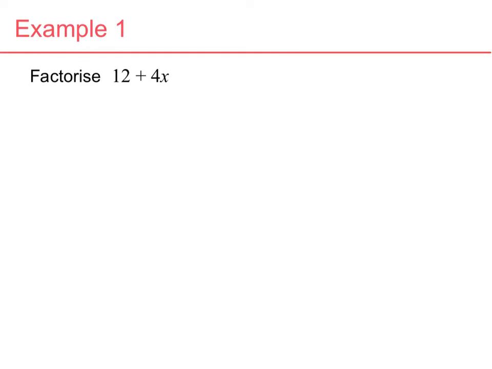So let's have a look at example 1. We need to factorise the expression 12 plus 4x. So we know that this requires us to find the highest common factor between 12 and 4x. So we need to think about what will divide both of those terms evenly. We know they both divide by 2. They also divide by 4. But the highest of those two terms is 4, so that will be our highest common factor.